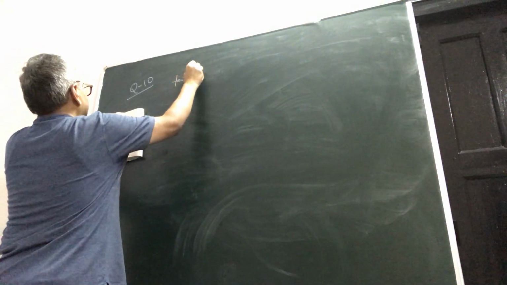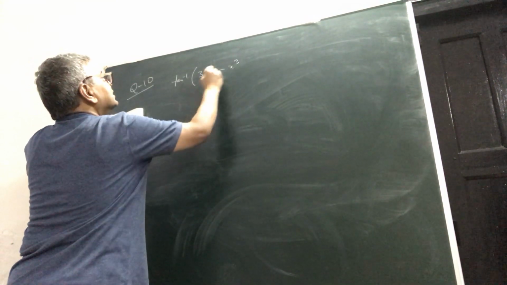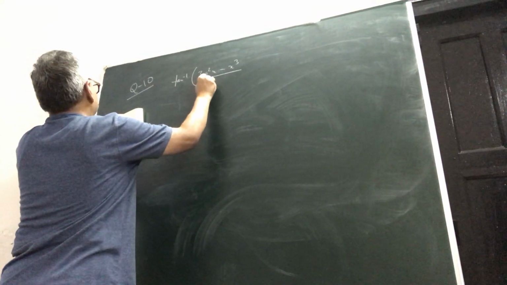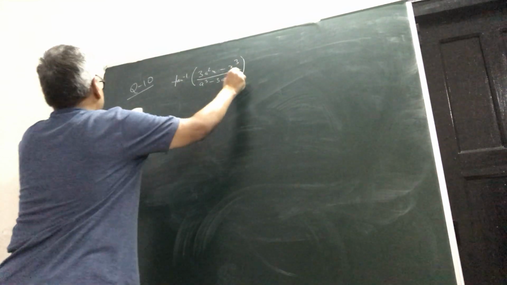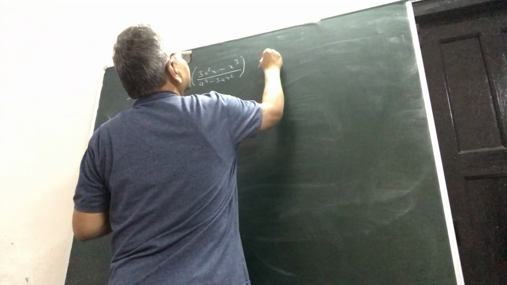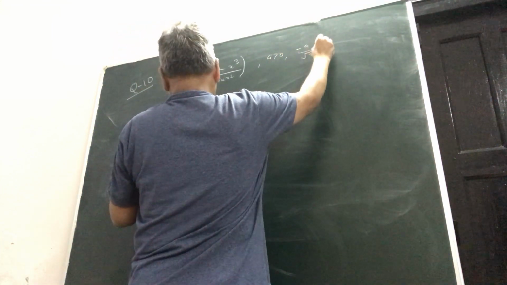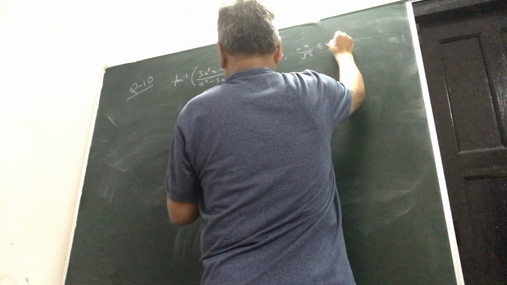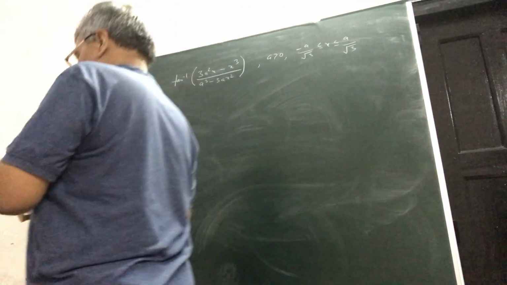Tan inverse of (3a²x − x³)/(a³ − 3ax²), with minus a by root 3 less than x less than a by root 3. So there is hardly anything difficult in it.